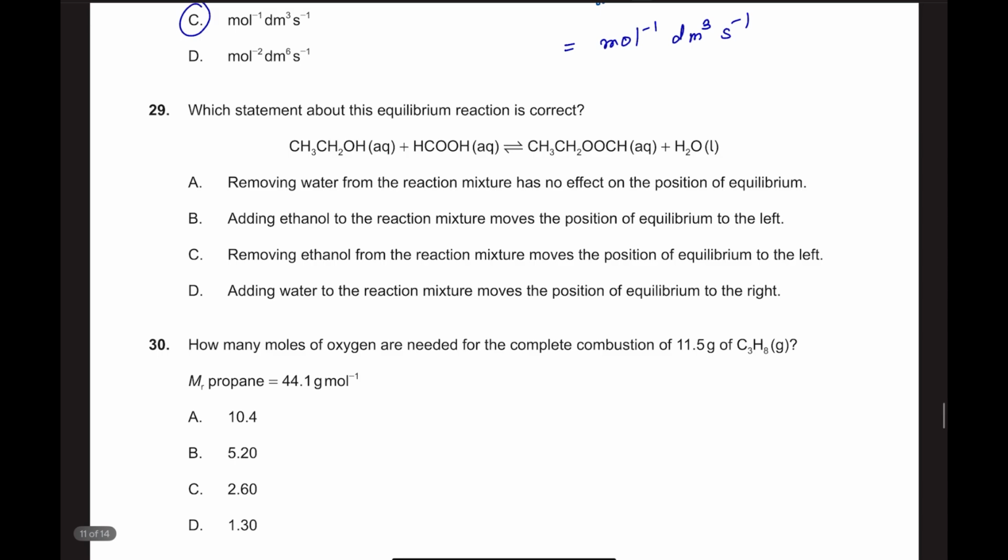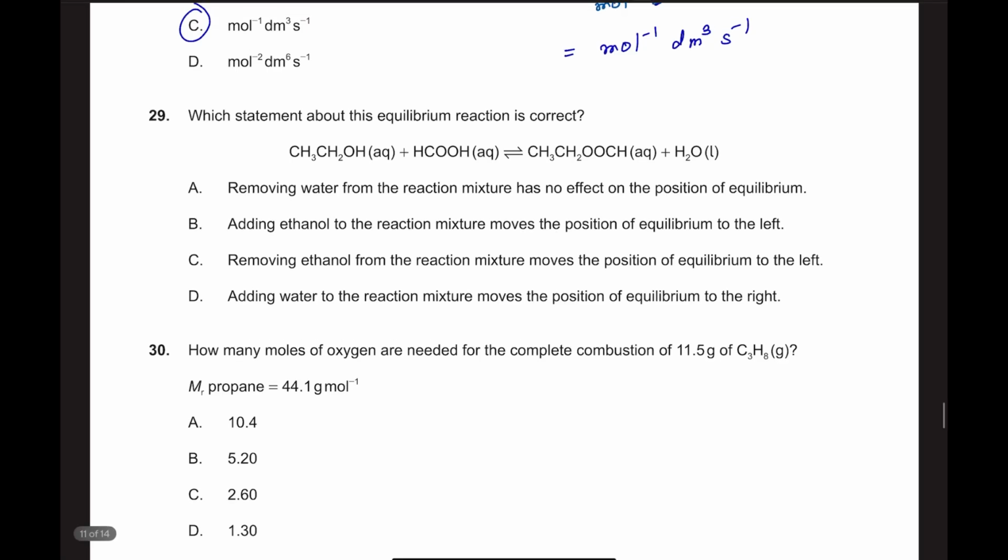Next, which statement about this equilibrium reaction is correct? Removing water has no effect on position of equilibrium. No, if you remove water, equilibrium will try to produce water, so position of equilibrium will change. Next, adding ethanol to the reaction mixture moves the position to the left. If you add more ethanol, the reaction will try to decrease ethanol. It will favor the forward reaction, so more products will be formed. So position of equilibrium shifts to the right, not left.